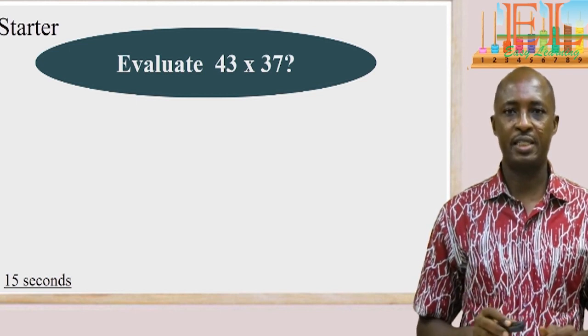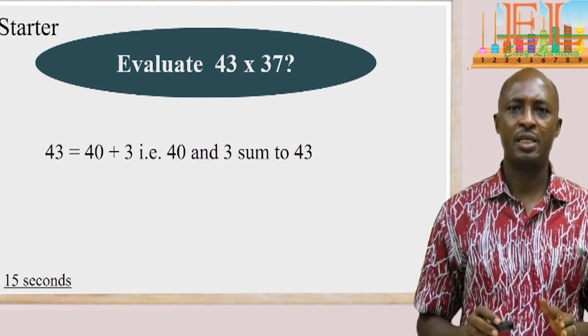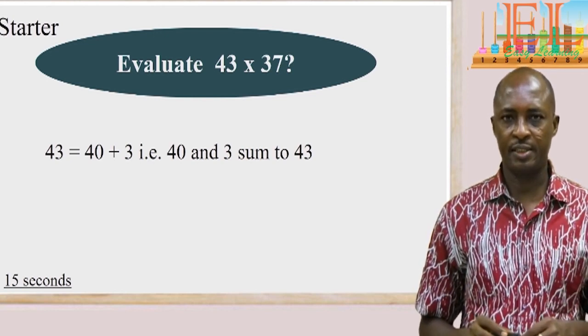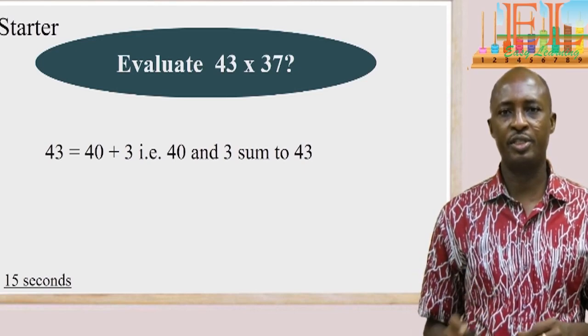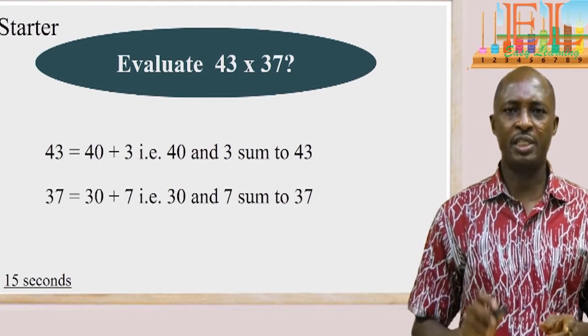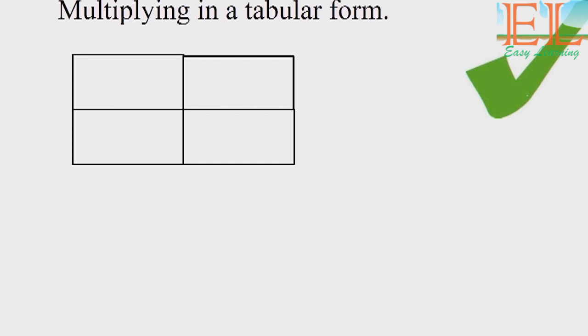One way of doing it is by expressing 43 as the sum of 40 and 3. Remember, in our first lesson, the 4 is the tens and the 3 is the units. 37 can equally be written as 30 plus 7. I can now multiply 43 times 37 using a table as shown on your screen.